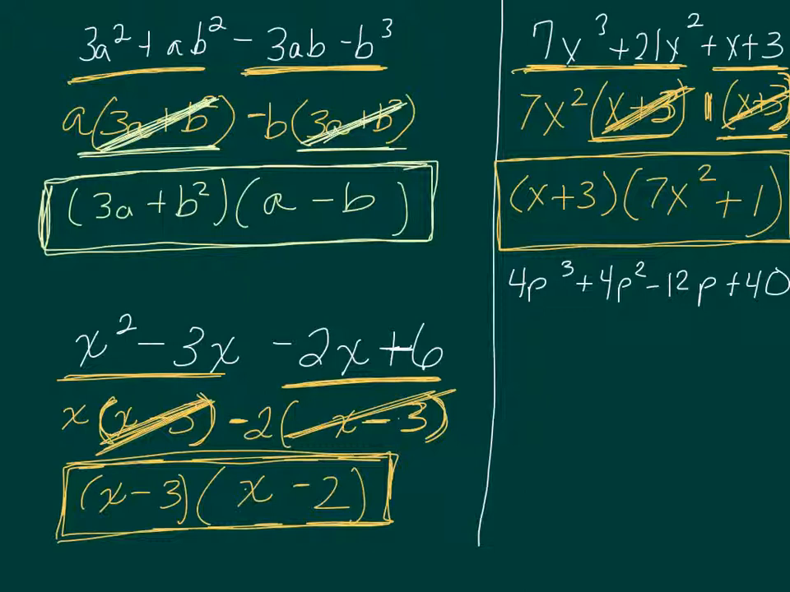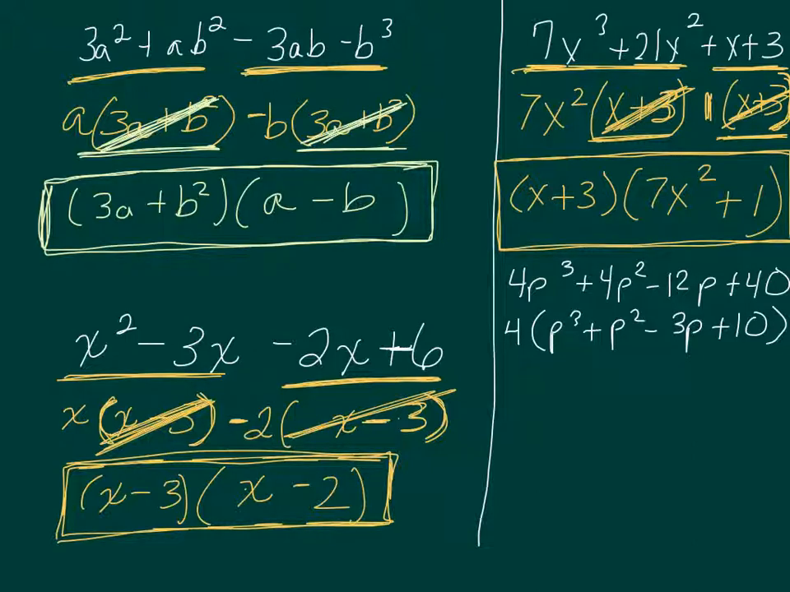The first thing I should do is look for common factors. And I notice 4, 4, 12, and 40 all have a common factor of 4. So the first thing I'm going to do is pull a common factor out of the entire group. So that'll leave me with p cubed plus p squared minus 3p plus 10. Right?